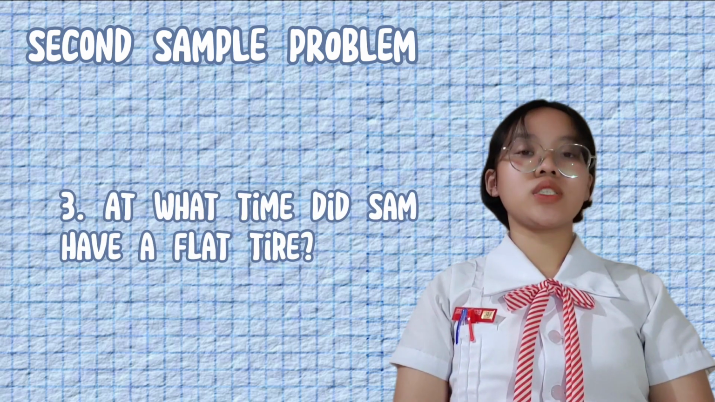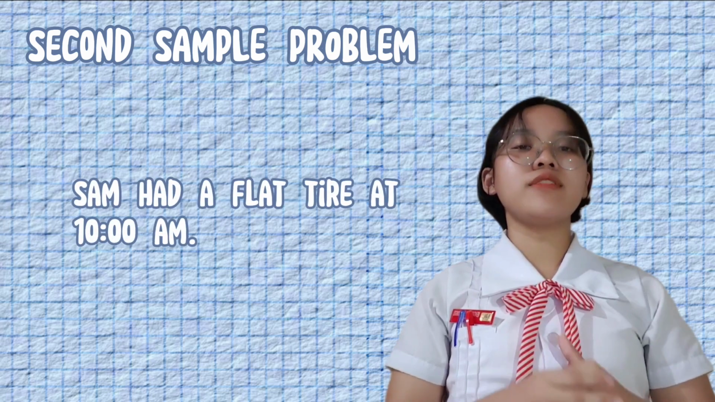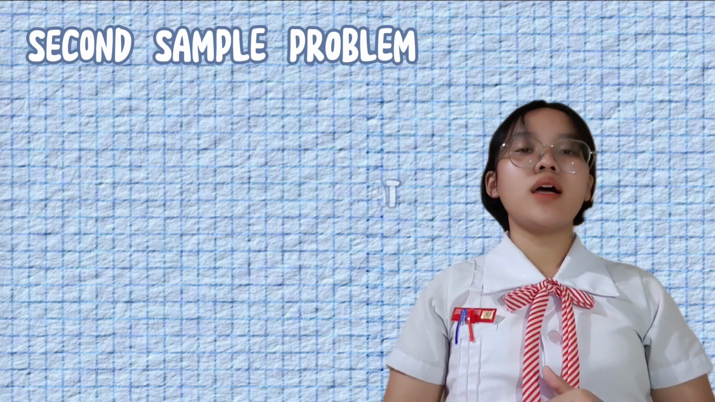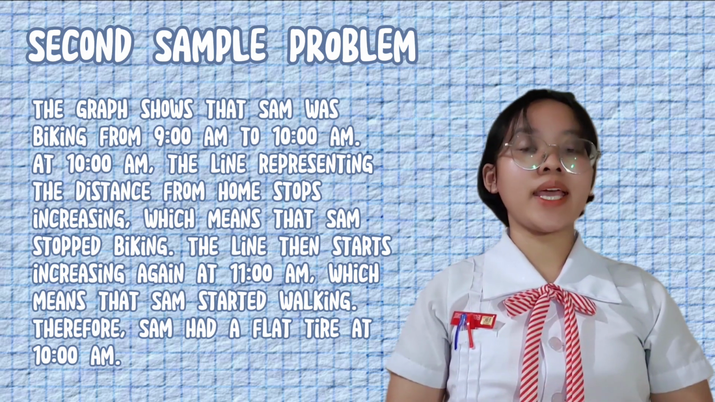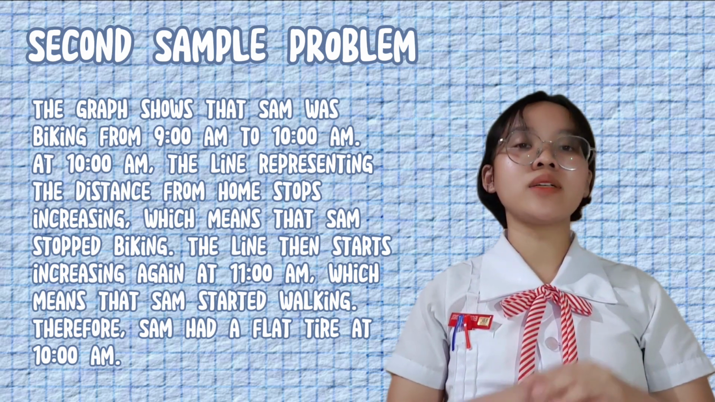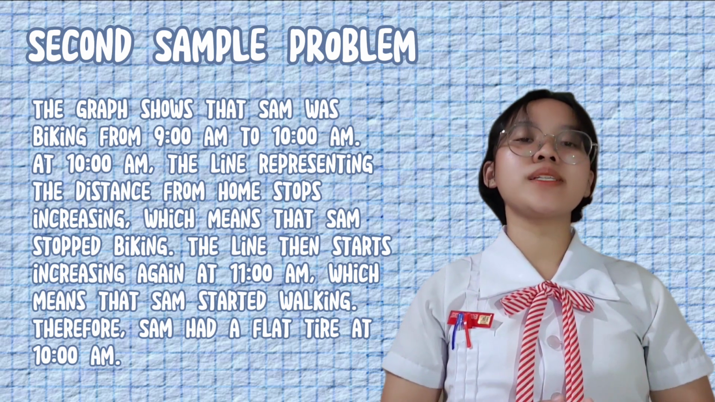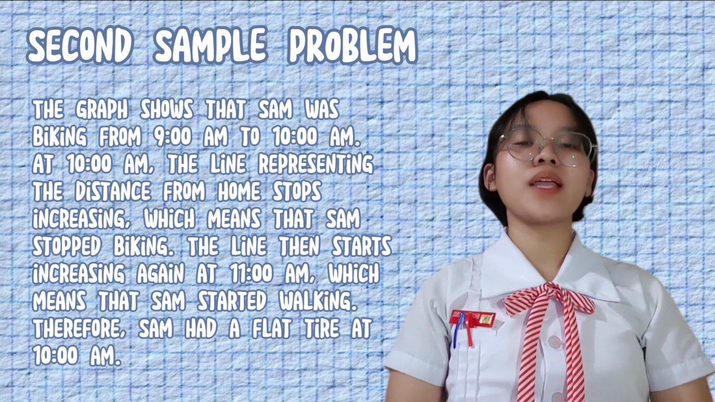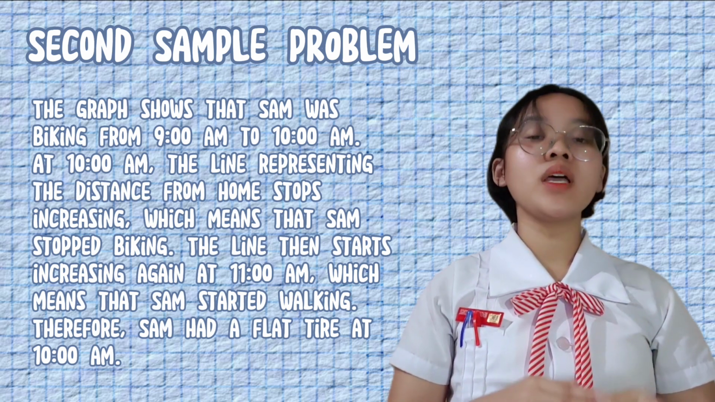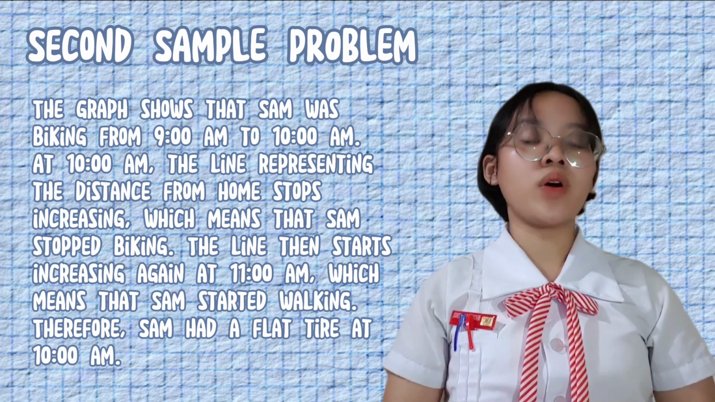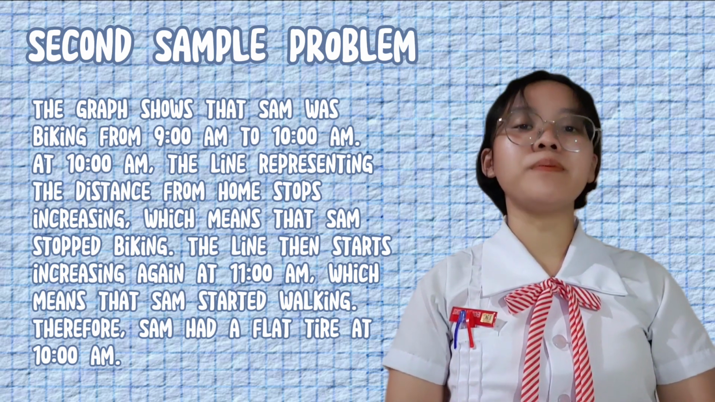For the third question, at what time did Sam have a flat tire? Sam had a flat tire at 10 a.m. The graph shows that Sam was biking from 9 a.m. to 10 a.m. At 10 a.m., the line representing the distance from home stops increasing, which means that Sam stopped biking. The line then starts increasing again at 11 a.m., which means that Sam started walking. Therefore, Sam had a flat tire at 10 a.m.